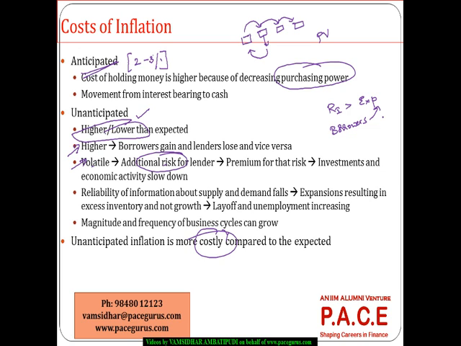Overall, if the inflation is volatile, it is creating an additional risk for the lender, so he would definitely be charging higher for that additional risk that he has taken, which results in the interest rates typically going up, and as a result the investments are slowing down, the economic activity is slowing down. And on the other dimension, the reliability, right?